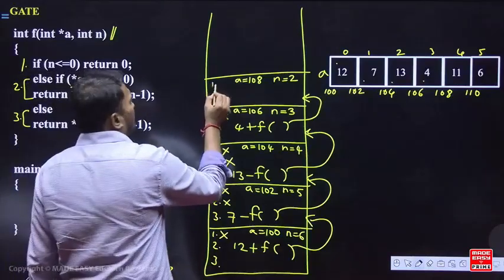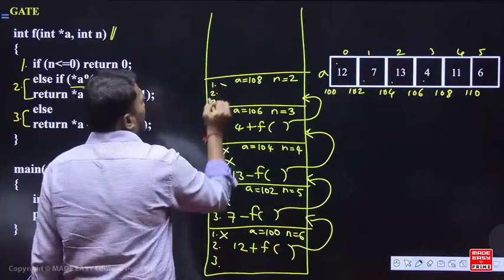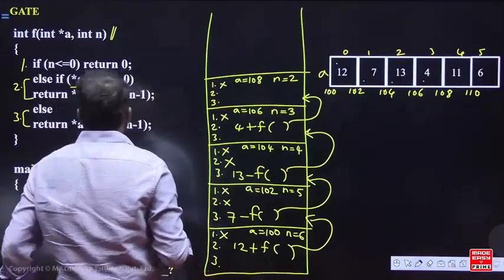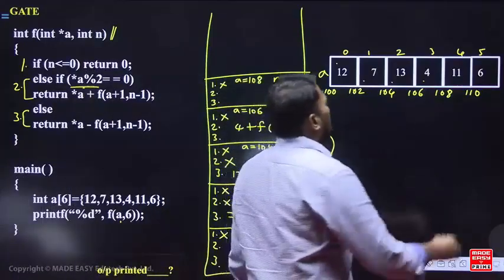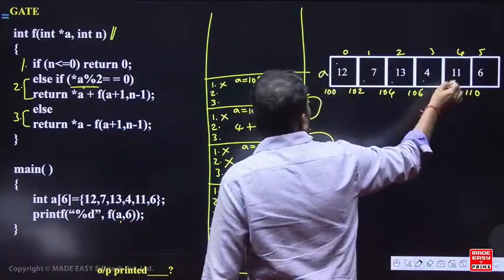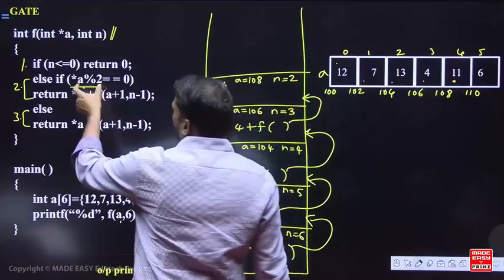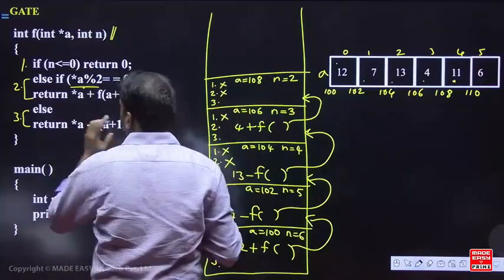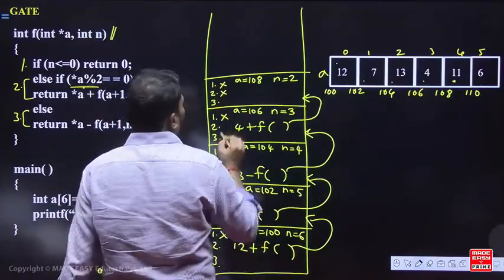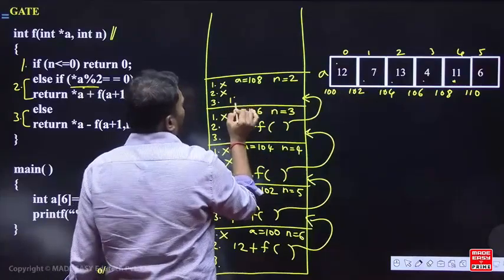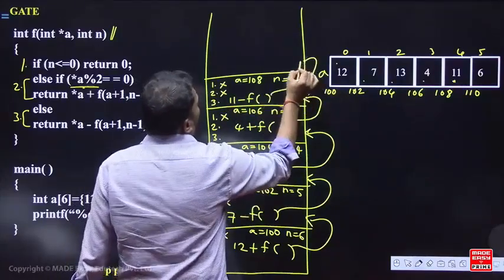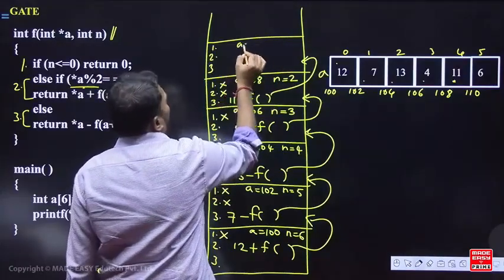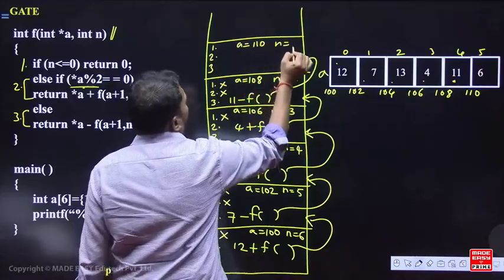And next, same thing, you will have 1, 2, 3 statements. Now the first statement is not executed, because n less than or equal to 0 then return 0, right? Next, second statement, star a mod 2 equal to 0. Star a, the value at the location 108, is 11. 11 mod 2 equal to 0, true or false? False. Since it is false, the third statement will run, not the second. Star a minus f of a plus 1 comma n minus 1, that is 11 minus f of a plus 1 comma n minus 1. You are recursively calling the same function, passing a plus 1, so that is 110, and n minus 1 means n value 1.